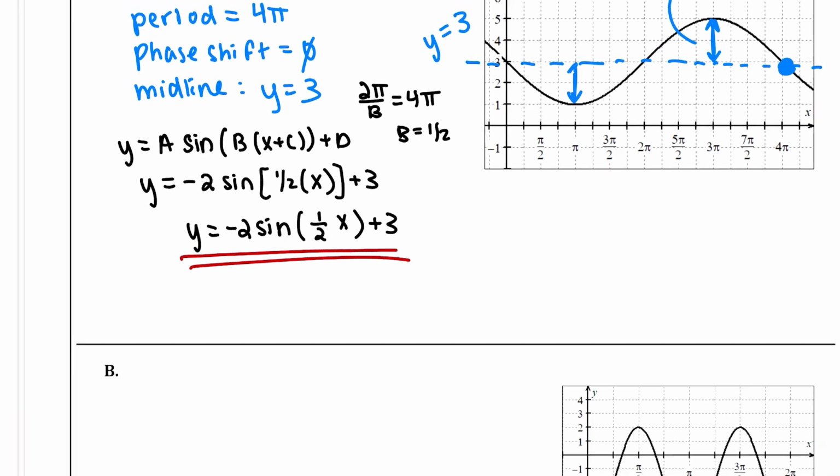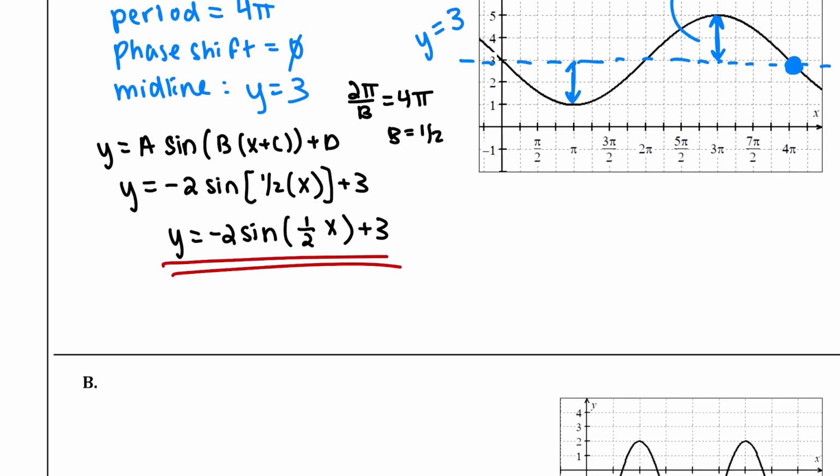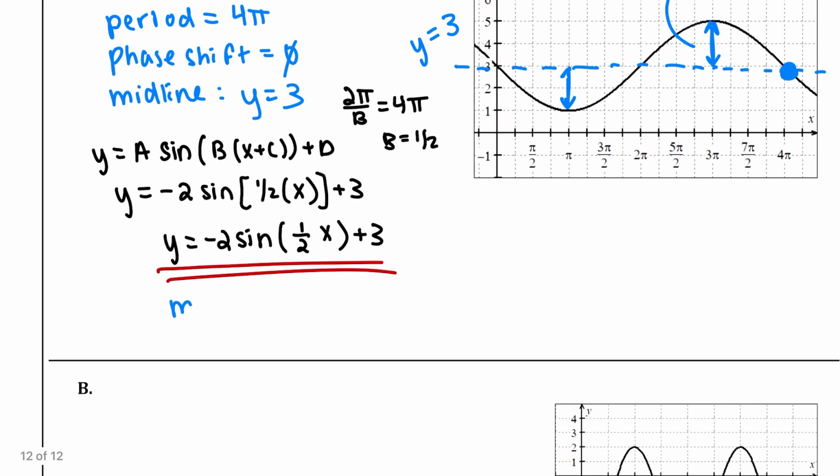All right, and then it's going to ask us for our maximum and minimum points. Just looking at our graph, our maximum is going to be 5. Our minimum is going to be 1.